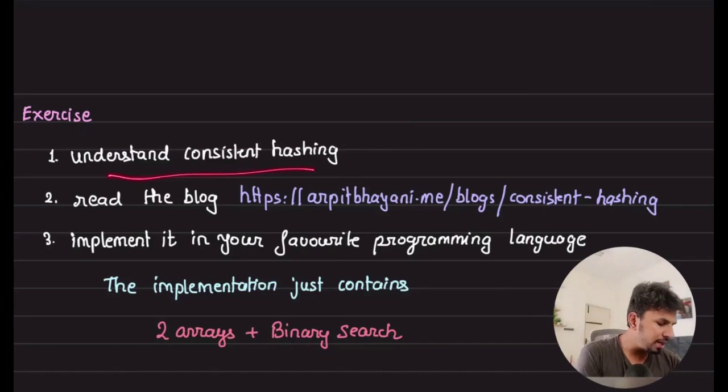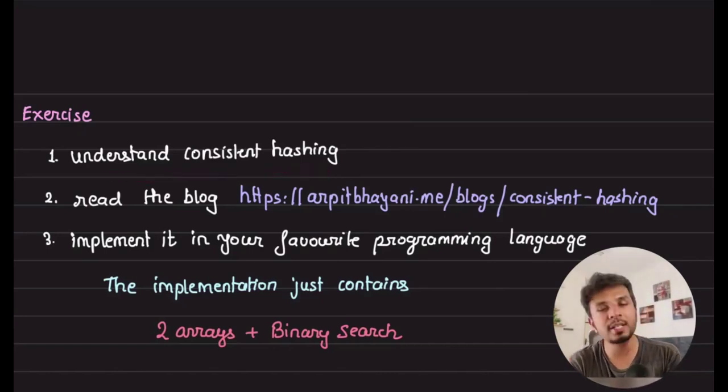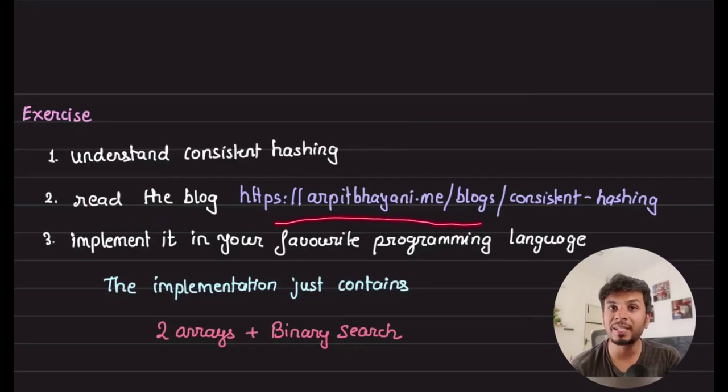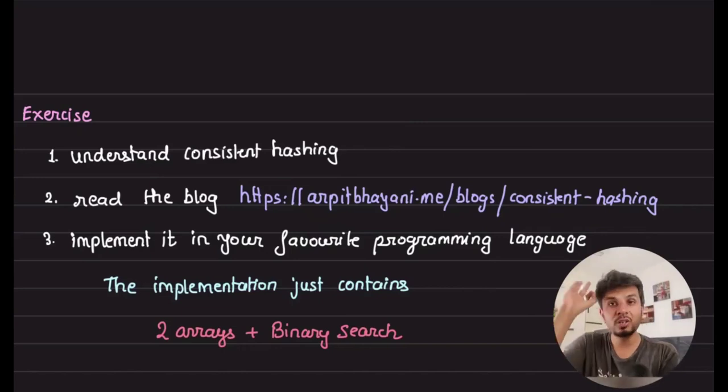So first, understand consistent hashing. If it requires, go through the video one more time. You need to have a solid understanding of it, number one. Second, read the blog. It's there on my website, arpitbhayani.me/blog/consistent hashing. It has a Python implementation of consistent hashing. Do that. Implement it, not in Python, pick your favorite language and implement it.